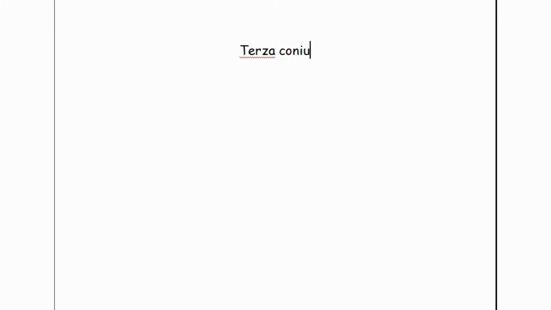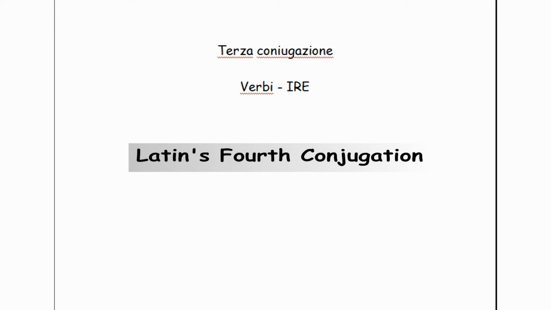Okay, now we are going to work on the terza coniugazione, third conjugation. This is the conjugation whose verbs end with the suffix ire. It is in Latin the fourth conjugation, just in case.